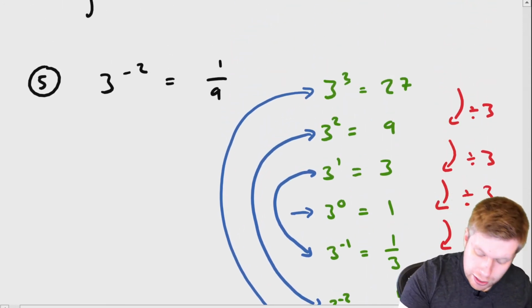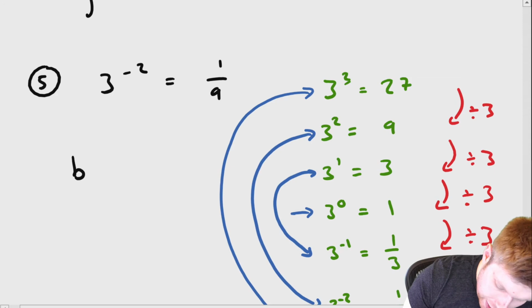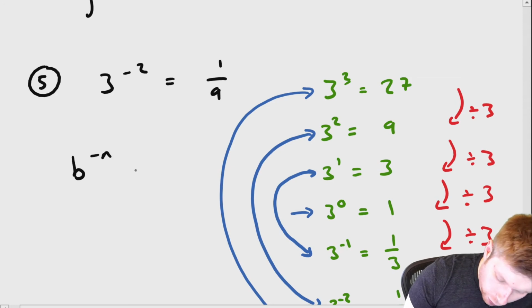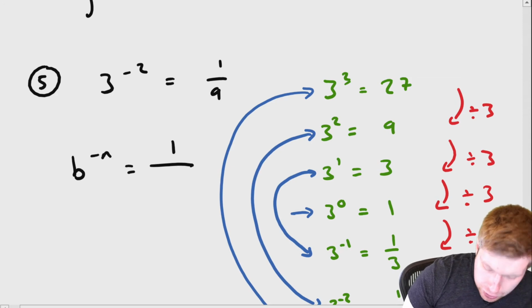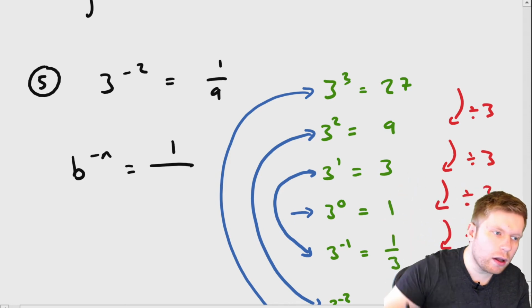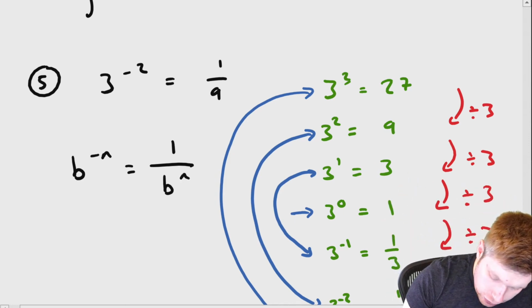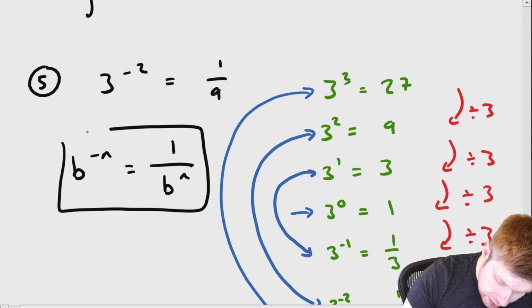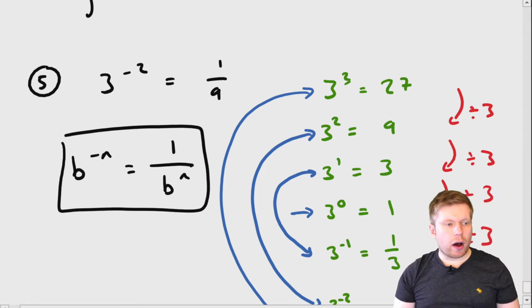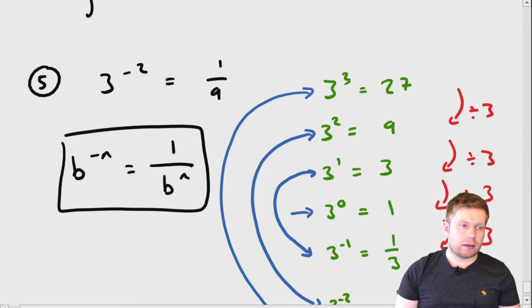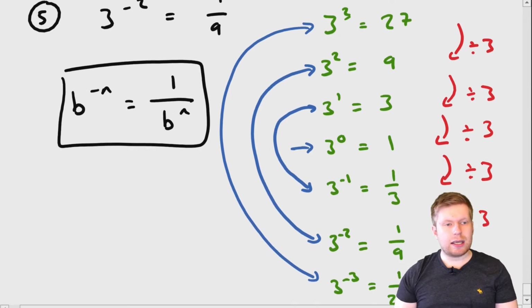So in other words, we can generalize this: any base to a negative power should just be the reciprocal. Just remember, reciprocal means 1 over whatever that base is to a positive power. So b to the power of negative n should be 1 over whatever b is to the positive n. And you notice, because we're doing this pattern here, this pattern will always hold.